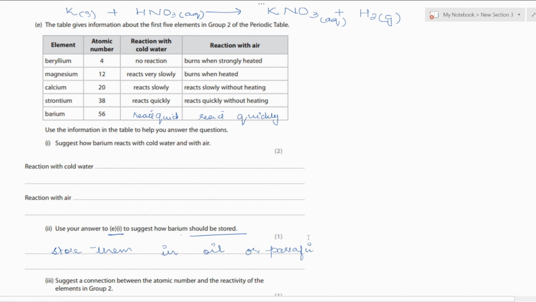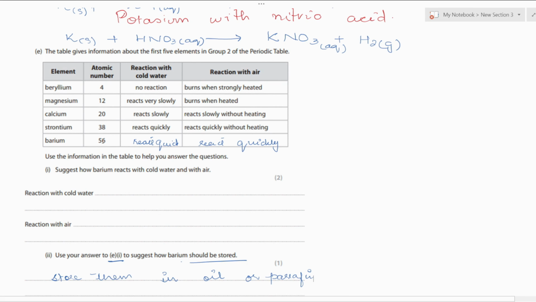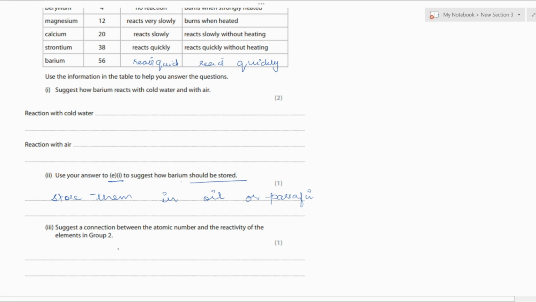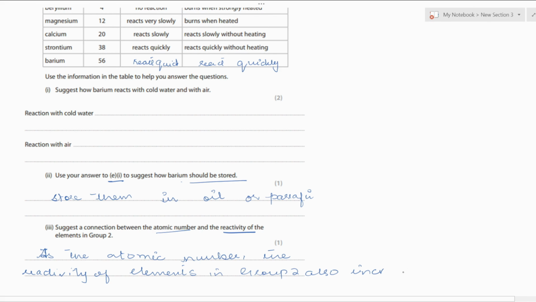Okay. Suggest the connection between the atomic number and the reactivity. Like if you look at these atomic numbers, as the atomic number increases, the reactivity also increases. So what would we write here? What is the relationship between reactivity and atomic number? Okay, and how do we write the answer? Good. Okay, next part.